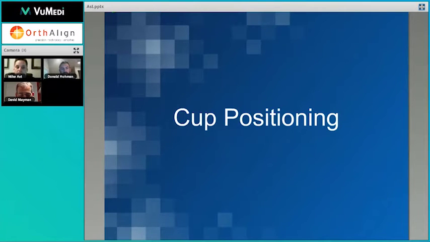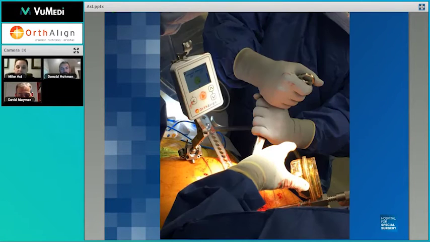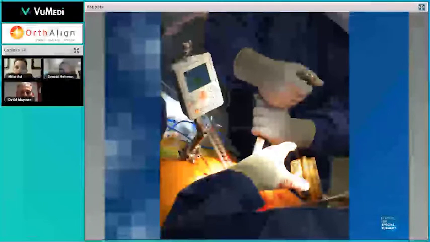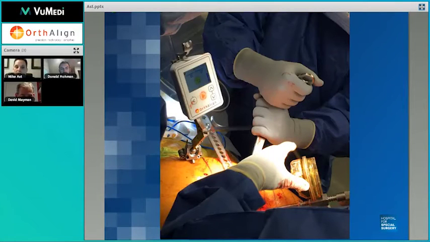Finally, when it's time to position your cup, you'll see that with a sensor attached to the acetabular impactor, you can watch a live reading of the abduction position and anteversion position of your socket while you're placing your cup. Generally, I like to do this both just before impaction, and then I like to check it again after impaction, kind of a double check to make sure that I didn't move or change as I was impacting the cup. But all of these things you can read in the technique guide.